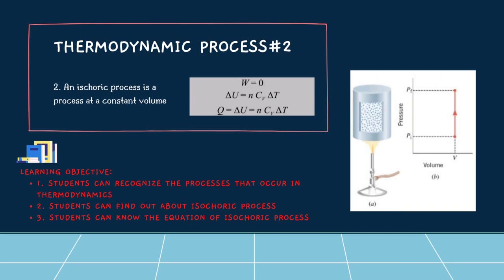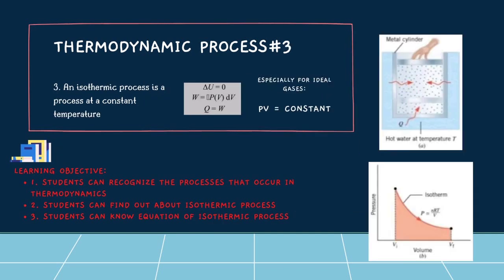Thermodynamic process 2. This is an isochoric process, a process at a constant volume. The formulas of thermodynamic process 2 are W equal to 0, delta U equal to n times CV times delta T. So Q equal to delta U equal to n times CV times delta T.